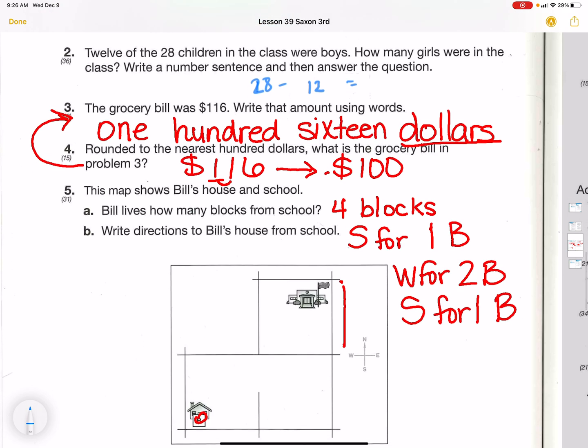In number 3 and 4, we're having some problems with these in class. Number 3, write the amount using words. Number 4, the students in class are having an issue. They don't understand where this number comes from when it says in problem 3. Just make sure you go up and reread that problem.